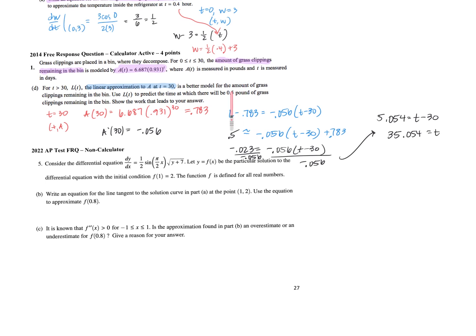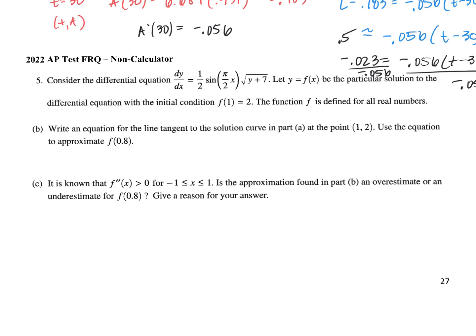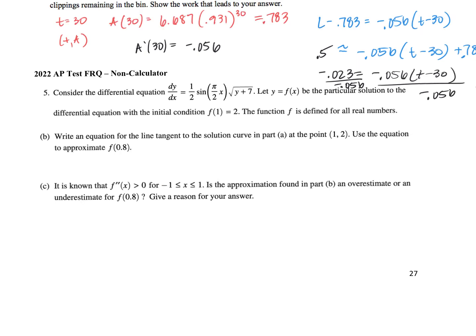Predict a time where there will be half a pound of grass. So what's happening to this amount of grass is decomposing. So on the 30th day, I had 0.783 pounds. And on the 35th day, I had a half a pound. It's decomposing. Okay, we're going to do 5 part B, and then the next one, only part B.